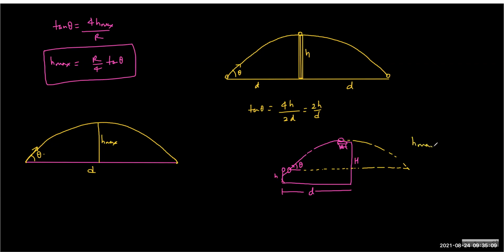So here H max is obviously H minus h, subtracting the height of the man. And the range is also 2D. So at what angle you must throw is very much obvious from the expression. So we can directly get the answer: 4 H max by range.